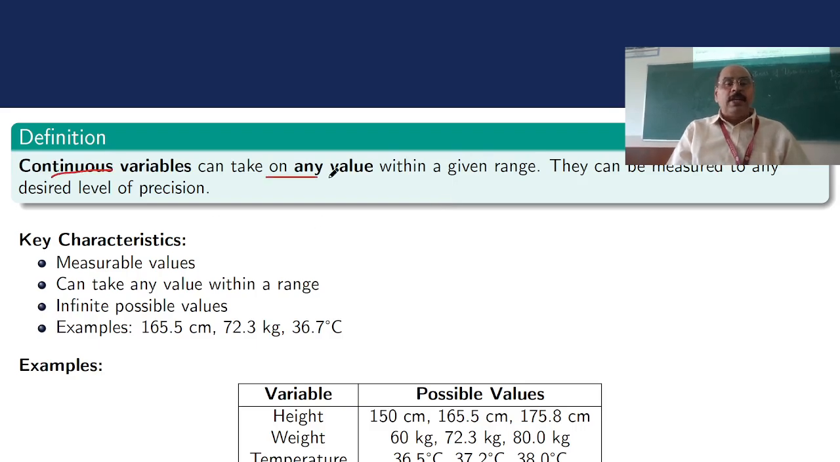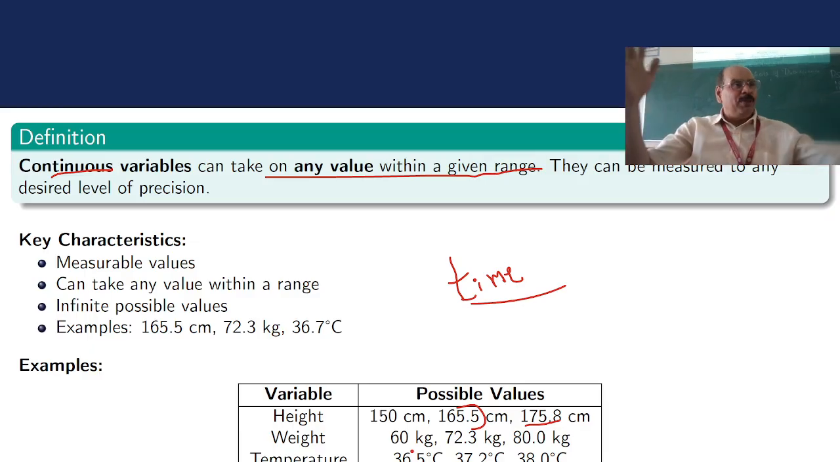So continuous variables can take any value in the given range, right? You have decimals, you have continuous values. Height, weight, temperature, time. And time is the most common one that we always use. Because time is continuous. You never have a break of time at all. Time is moving and it is always moving forward. So continuous variables take measurable values.